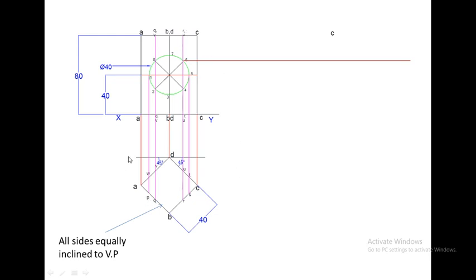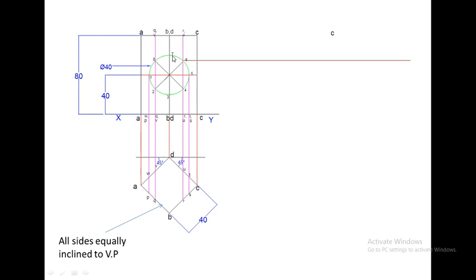The next points will be P and W and S and T. So P and W and S and T. You can also project these points on the top view if you want. So finally we have completed the top view of the square prism and the front view of the square prism with the circular hole in it.